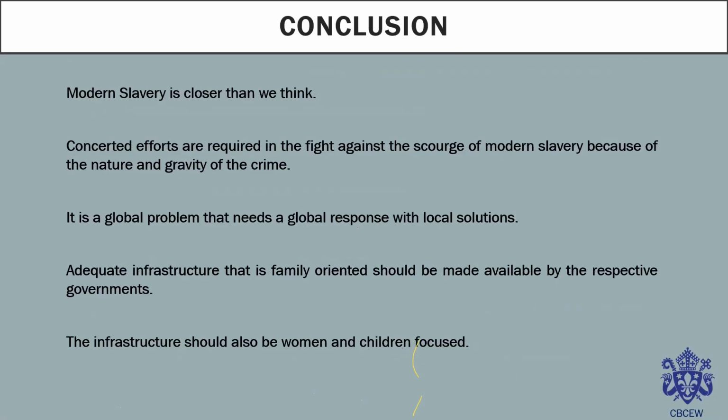So in conclusion, modern slavery is closer than we think in our society. And as a community, we need to make a concerted effort to see how we can fight this enslavement. Because the criminals that we are dealing with, they are constantly working hand in hand to ensure that they are not caught. But as a community, and as individuals, we should make effort to see how we can at least fight this evil within our own society.